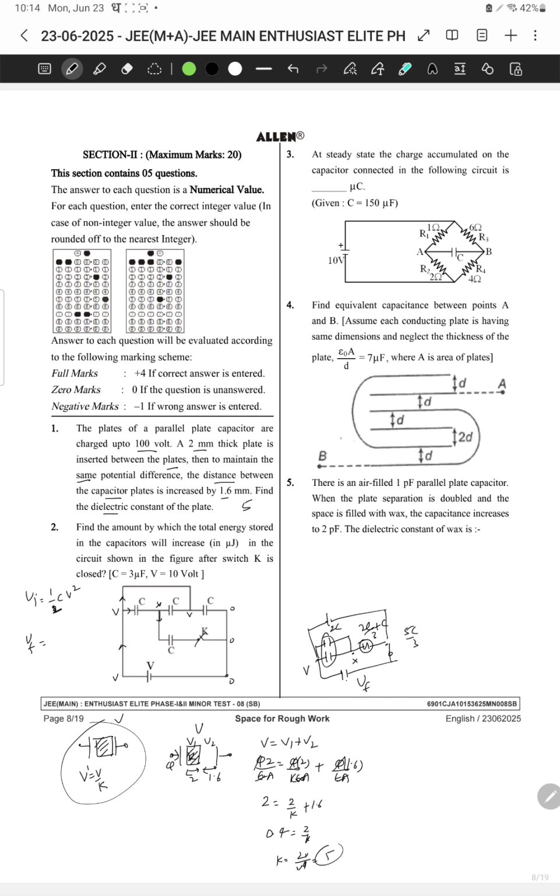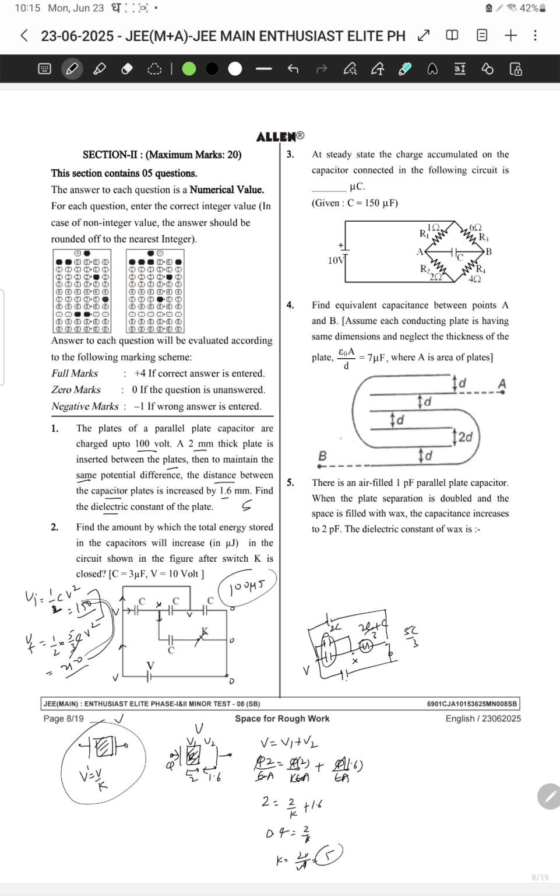So the final energy is 1 by 2 into 5C by 3 into V square. Now if you put in the values, the initial energy is 150 micro joule, and in the final the 3 cancels, giving 250 micro joule. So what is the increase here? 100. Okay, so that's it here.